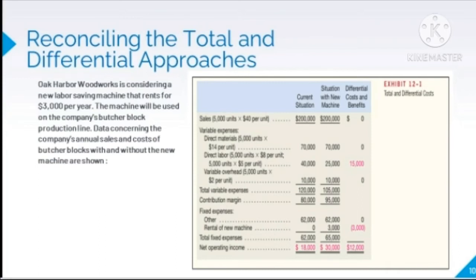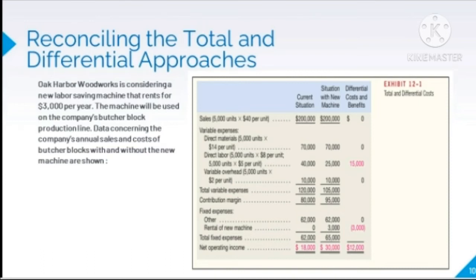In this example, we focused on identifying the relevant costs and benefits. Everything else was ignored. In the next example, we include all the costs and benefits, relevant or not. Nonetheless, we'll still get the correct answer because the irrelevant costs and benefits will cancel out when we compare the alternatives. Reconciling the total and differential approaches.